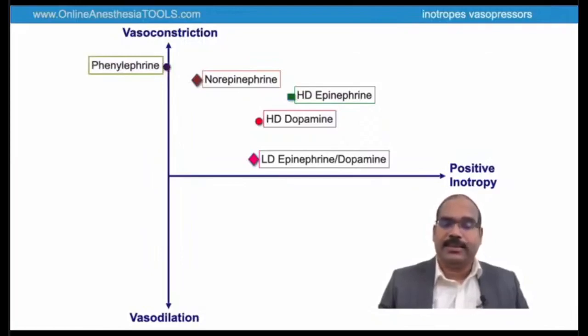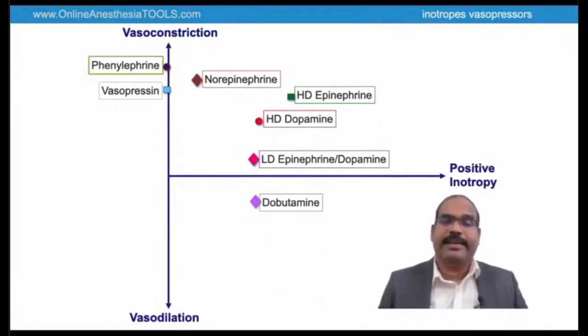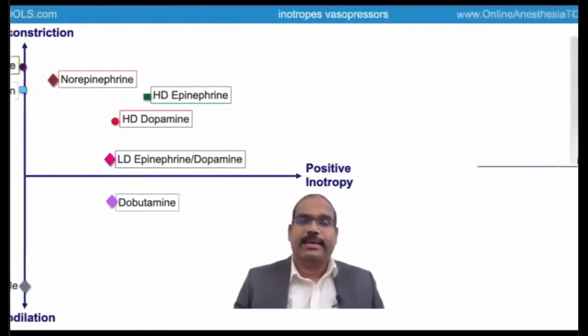Phenylephrine is a pure vasoconstrictor, as I already mentioned, and vasopressin is again a good vasoconstrictor, but slightly lower compared to phenylephrine. Now, I would like to see where dobutamine falls. Dobutamine falls on the negative y-axis, towards the vasodilatation axis, but the predominant positive inotropic action is very important because it will improve the contractility. But due to vasodilatation, it can cause a reduction in SVR and a drop in blood pressure as well. Nitroprusside, of course, is a pure vasodilator.